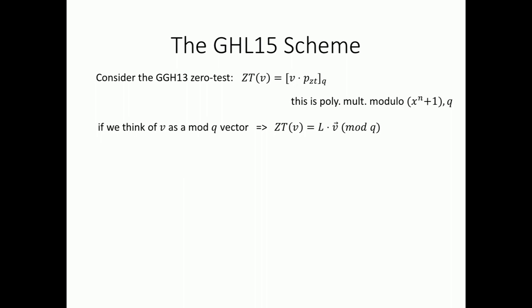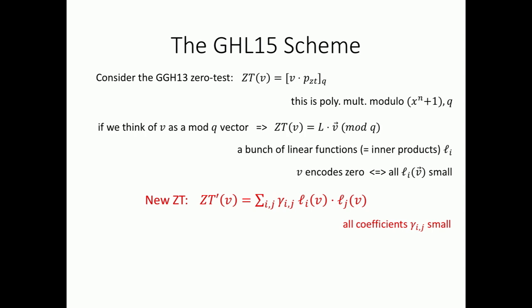So this is just a different, more general way of presenting the zero testing of GGH13. And now they say, okay, if we have a bunch of these linear functions that give you something small for every v that encodes zero, then maybe we can tensor them together and get some higher degree function which still has this zero testing property. So we have a bunch of these L_i, a bunch of linear functions that do zero testing. Just take all of the cross products of these L_i and sum them together with some small coefficients. The right way to think about it is as tensoring of these linear functions, and you can think about this new thing that you get as a sum of degree one tensors. And at least hopefully, it should be hard.